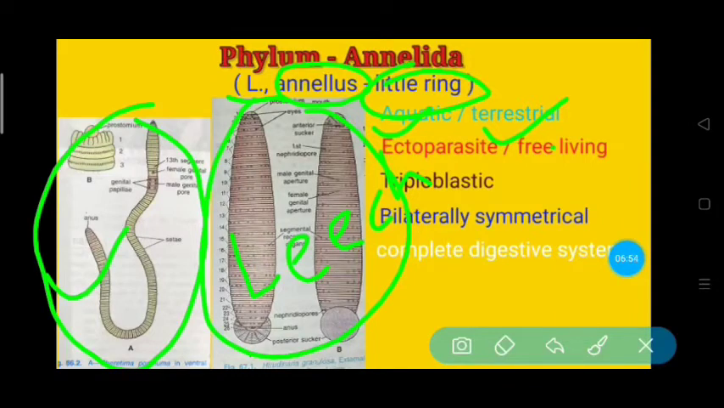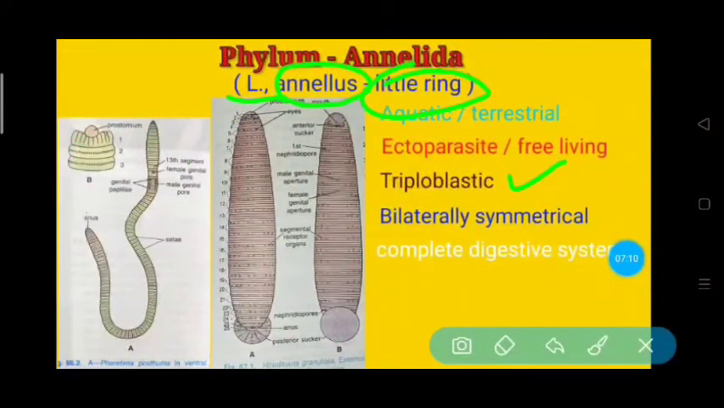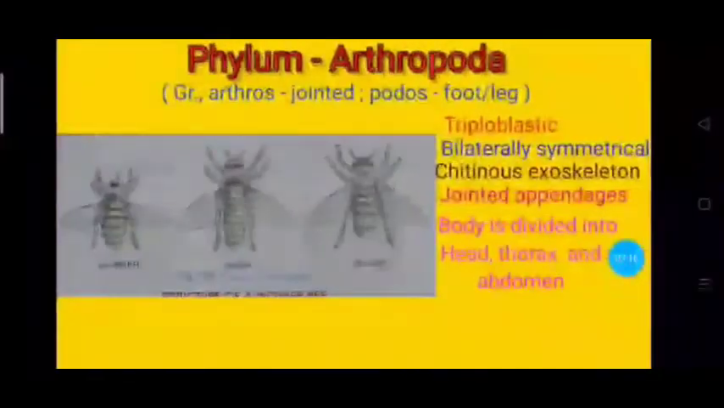They are aquatic or terrestrial. Aquatic means some live in water while some are terrestrial, they live on land. Some are ectoparasites and some are free living. Here these organisms are triploblastic, bilaterally symmetrical and have a complete digestive system.